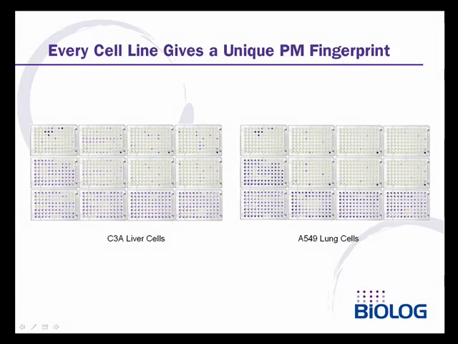When a panel of substrates and chemical agents are utilized in comparison studies, the power of Biolog's platforms to easily characterize and discriminate cell types is readily apparent, as in this example with C3a liver cells and A549 lung cells.